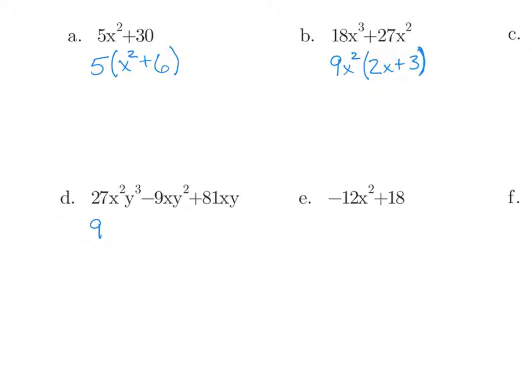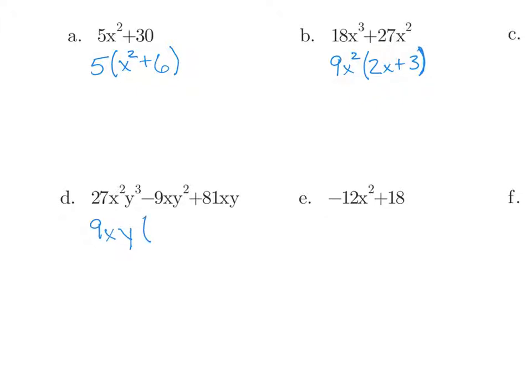For the x's, what's the most number of x's they have in common? Well, we have 2, 1, and 1. They all have at least 1 x. And for my y's, we have 3, 2, and 1. They all have at least 1. So our greatest common factor is 9xy.